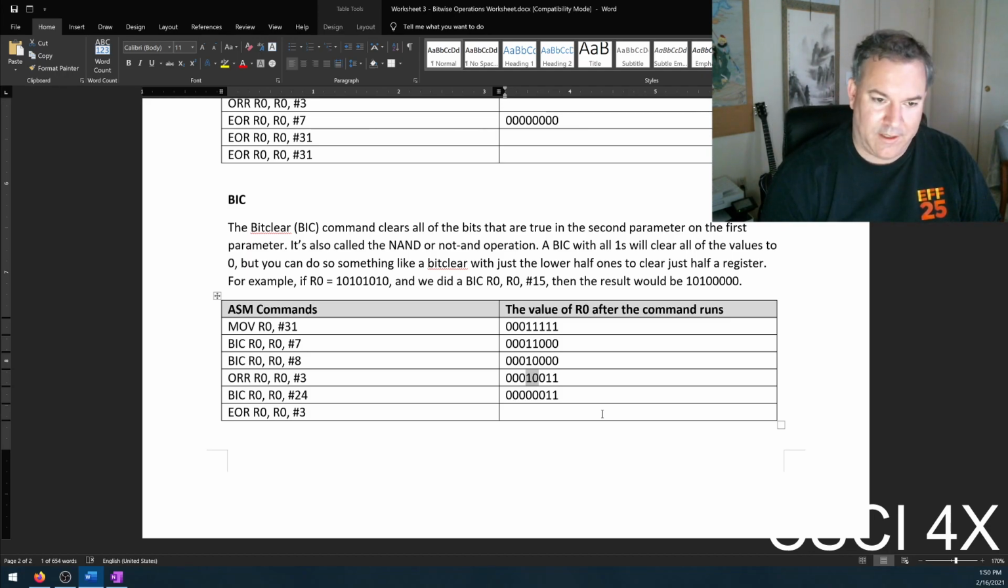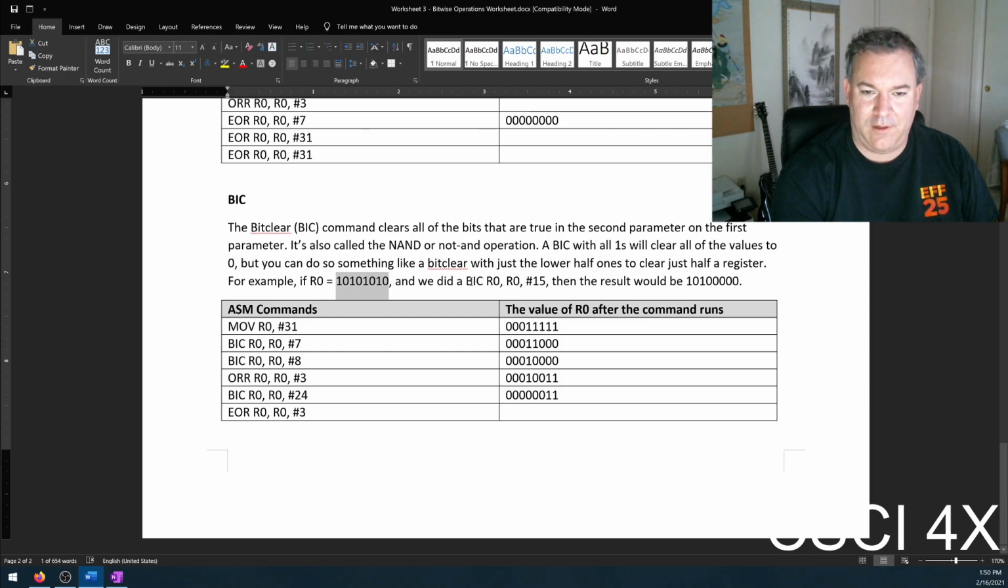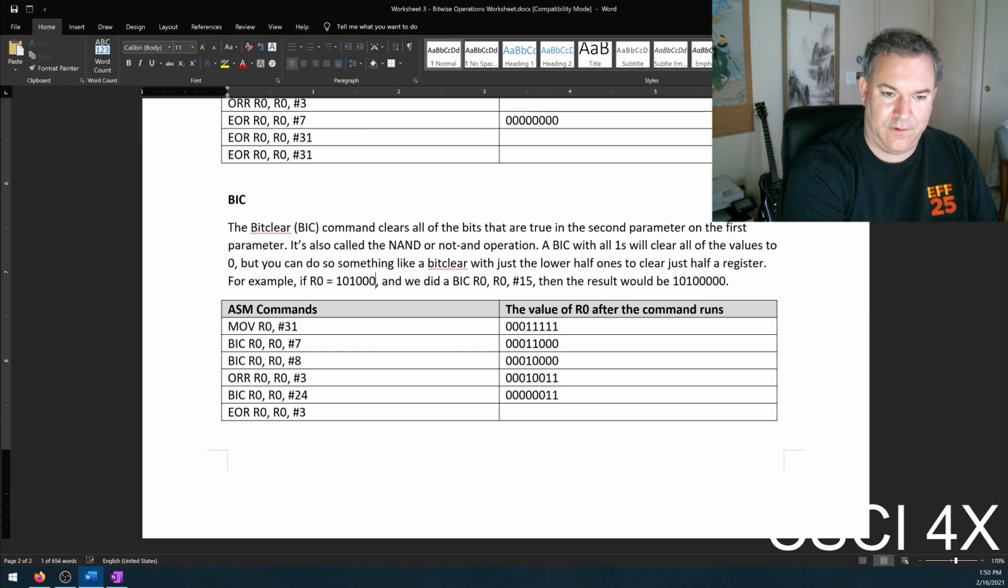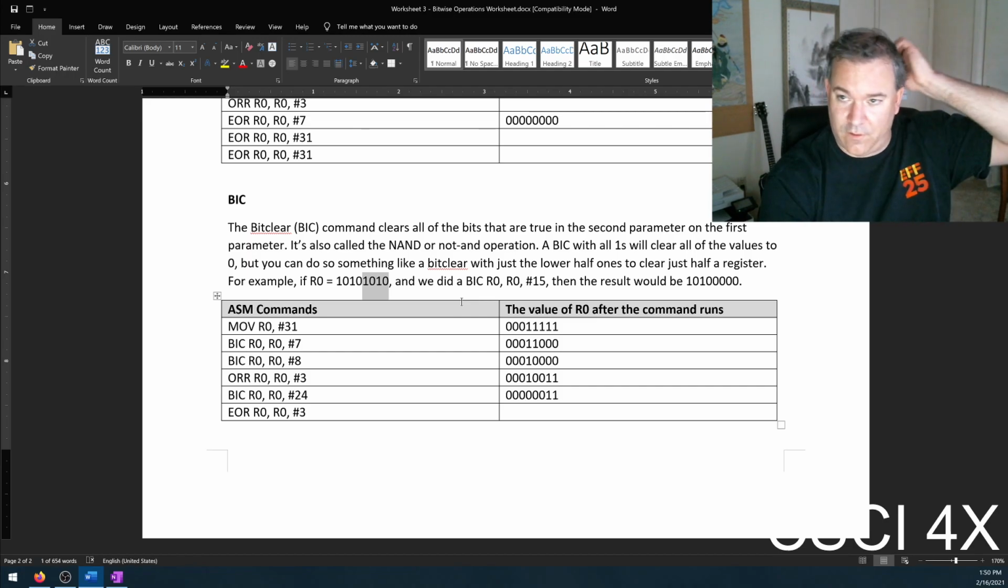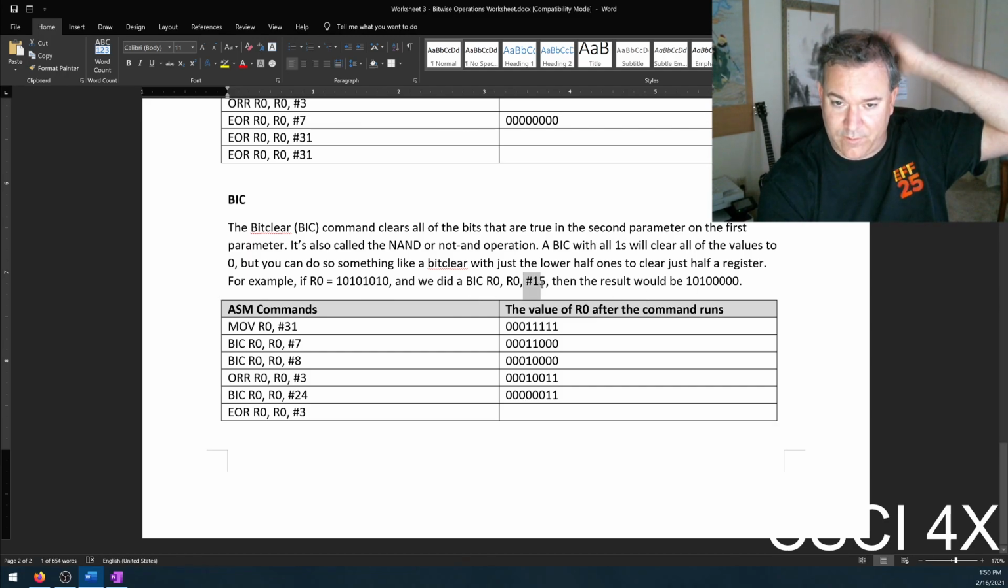Can you explain bit clear again? Yes. So if R0 is 10101010 and you did a bit clear of 15, the bits corresponding to 15 are 8, 4, 2, 1, so 1111. And so the bottom 4 bits get cleared, so that would turn into that. Whatever parameter you pass in for the third parameter, those bits get set to 0.